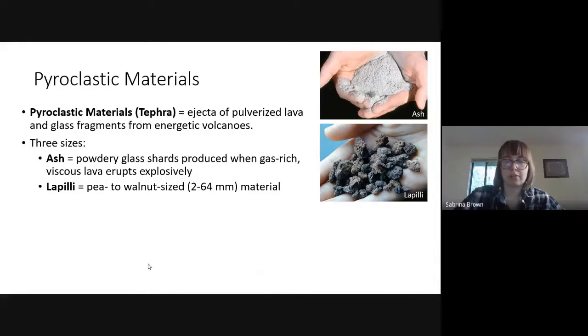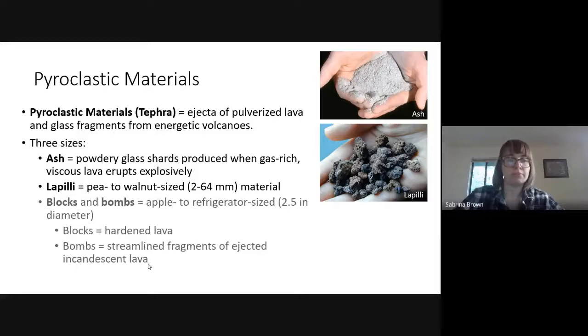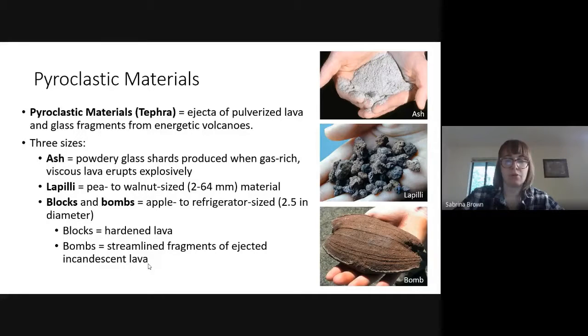Lapilli are pea to walnut-sized material, produced during explosive eruptions. And then blocks and bombs are much larger, apple to refrigerator sized material that's extruded from an energetic volcano. Blocks are just pieces of hardened lava that has cooled mid-air during this eruption. And then bombs are streamlined. As they're flying through the air, they get streamlined a little bit. They kind of turn into these little bomb-shaped pieces of rock. They're super cool because they cool very quickly during the explosive eruption as they're flying through the air.